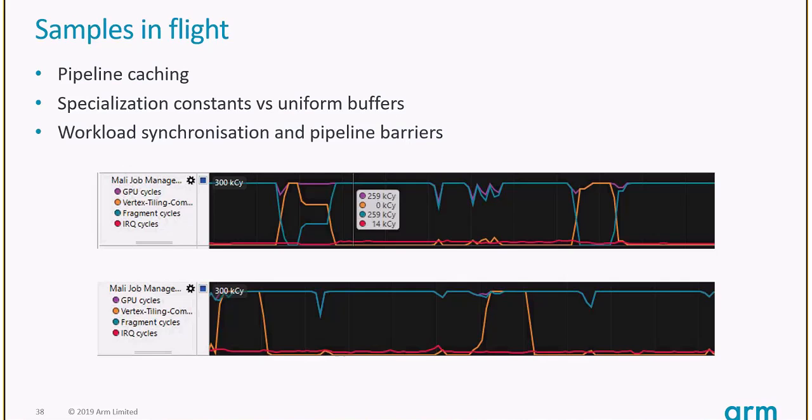Workload synchronization pipeline barriers is about showing what happens if your barriers are not correct. For example, if you have your wait idle, it's going to be really, really bad for mobile because we don't want this kind of synchronization between vertex and fragment. We want them to be pipelined as much as possible. And we're going to show that if you set the right pipeline barriers, you can get that kind of pipelining going correctly.